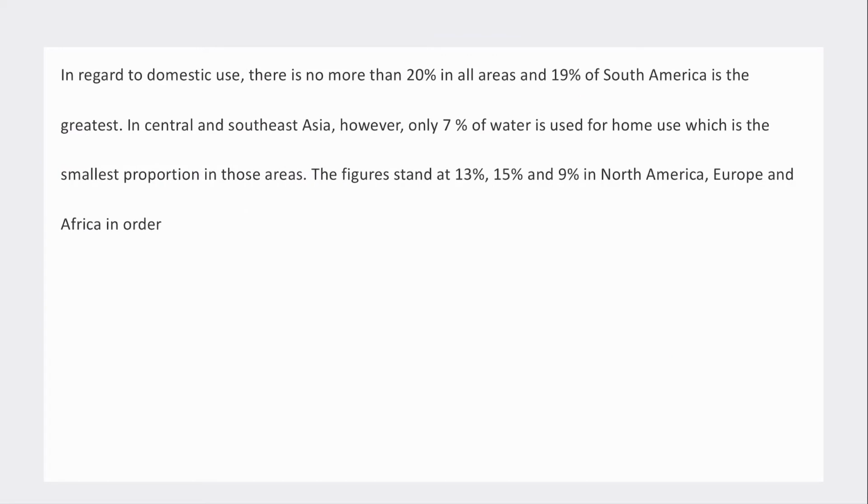Detail 2. In regard to domestic use, there is no more than 20% in all areas, and 19% of South America is the greatest what? The greatest amount of water used for domestic use. In Central and Southeast Asia, however, only 7% of water is used for home use, which is the smallest proportion in those areas. The figures stand at 13%, 15%, and 9% in North America, Europe, and Africa in order. And then my thing is this, but what? It's kind of a little bit unfinished. I think they might have run out of time.